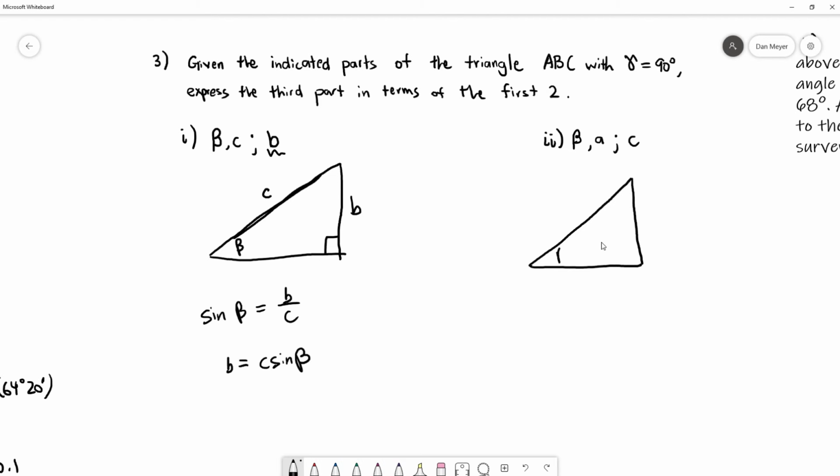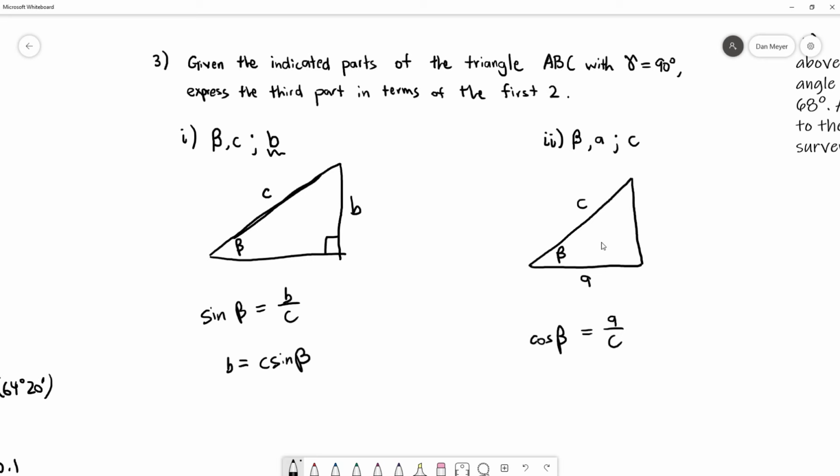If I draw, I got angle B down here, side length B over here, side length A over here, and side length C over here. Let's see, I don't even want to worry about B. I'm trying to express C in terms of beta and A. Well, the trigonometric function that relates that angle to those two side lengths is cosine. Cosine of beta is A over C.